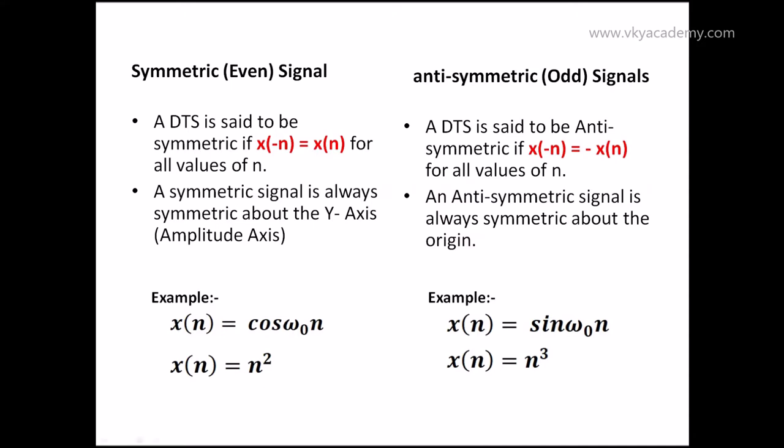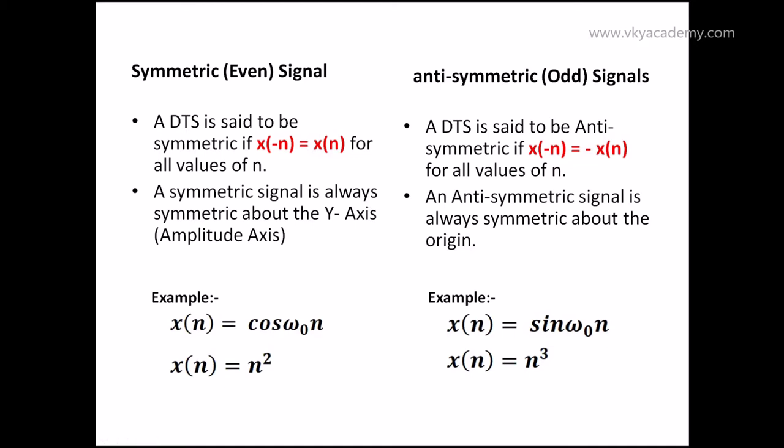So basically, a discrete time signal is said to be symmetric or even if x of minus n is equal to x of n for all values of n. But a discrete time signal is said to be antisymmetric if x of minus n is equal to minus of x of n for all values of n. If the first condition is satisfied, then the signal is an even or symmetric signal. And if the second condition is satisfied, then the signal is an odd signal.